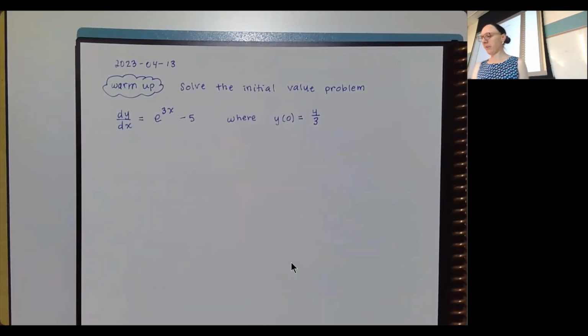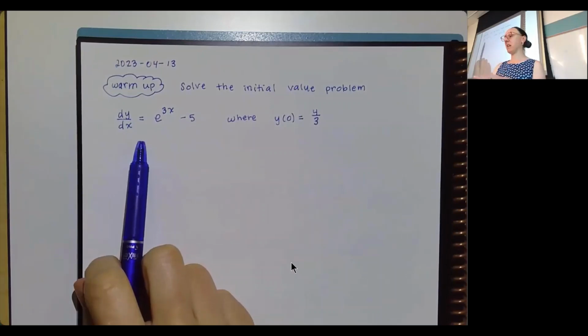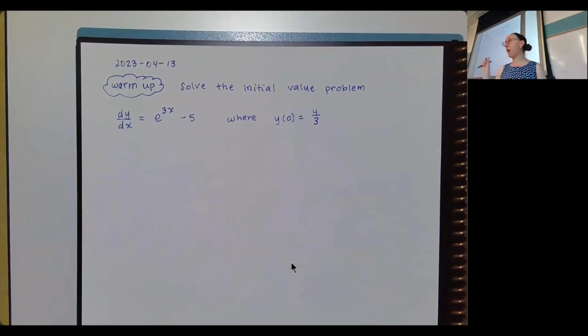So solving the initial value problem just means I've got two steps to do. My first step is to look at that derivative, or that differential equation. Again, it's a differential equation because I've got a derivative and an equal sign. I need to find the antiderivative, and the initial value problem part is what tells me I need to actually solve for the constant c when I'm done.